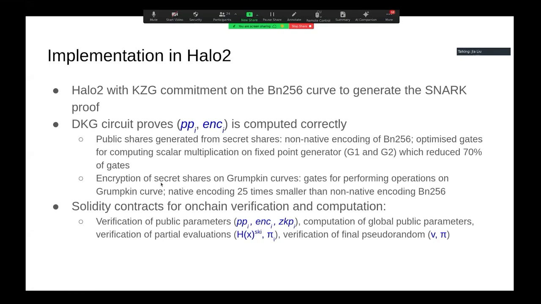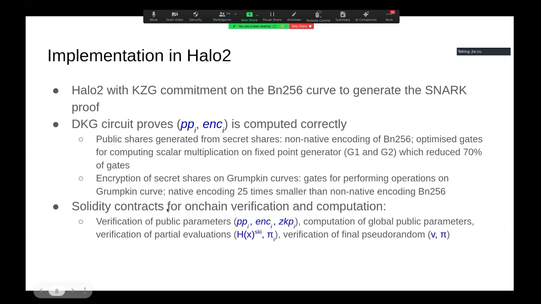And the encryption of the secret shares is performed on the Grumpkin curve. So we developed the gates for performing the operations on the Grumpkin curve. Because this curve can be natively encoded in the field of the BN curve, this native encoding is 25 times smaller than the non-native encoding.